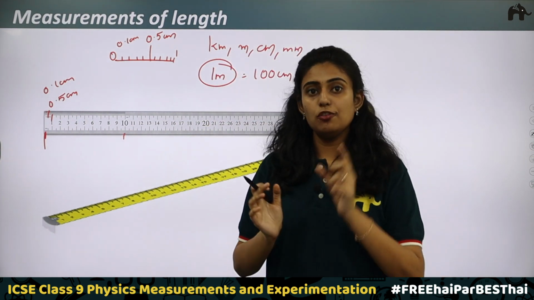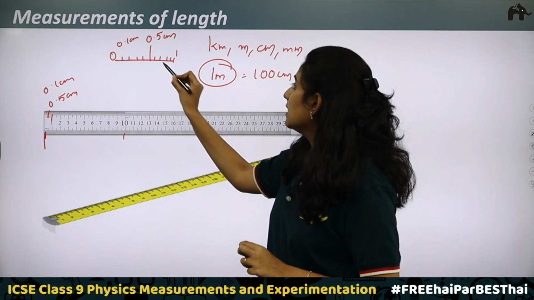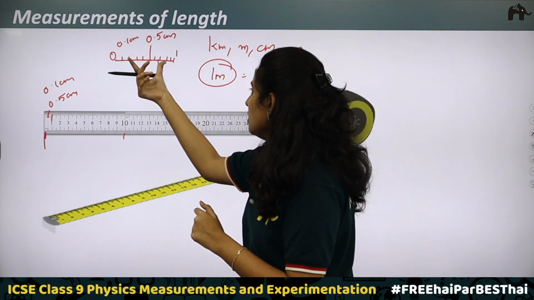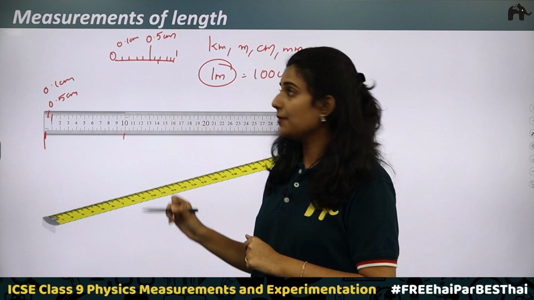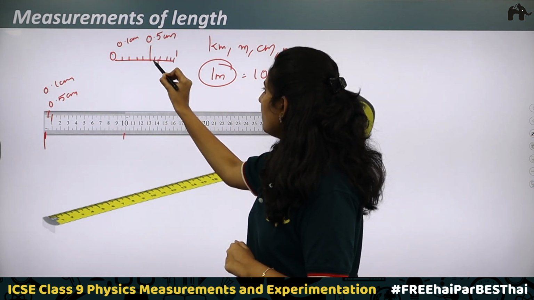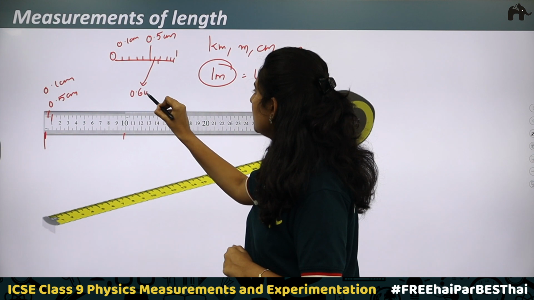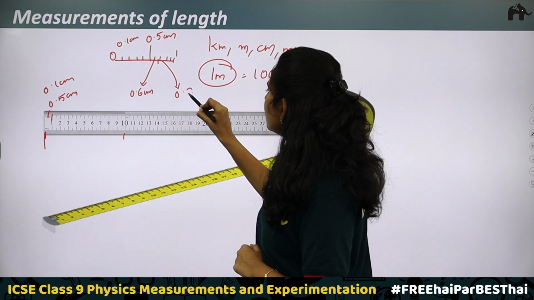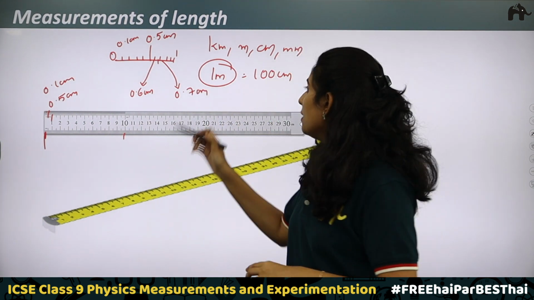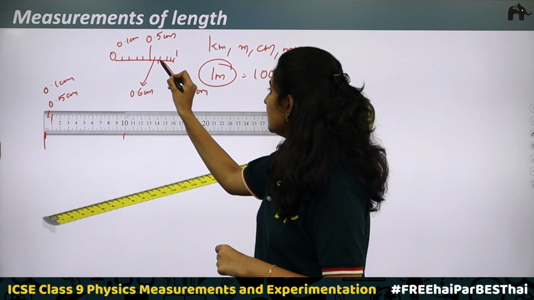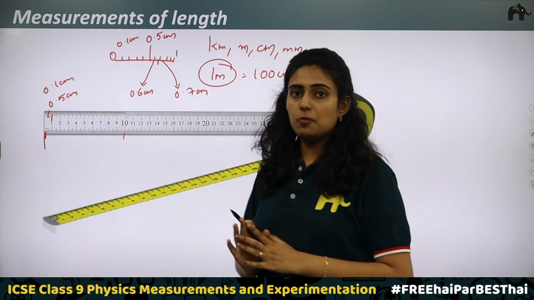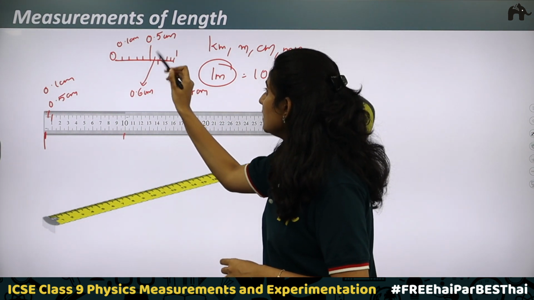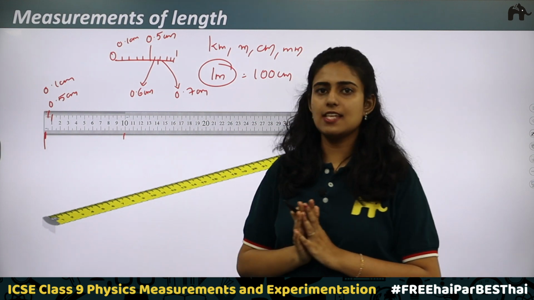Now, my question is, if you are measuring something such that the other end of the object is somewhere here. You can see that this is 0.5, then this will be 0.6 centimeter, and this will be 0.7 centimeter. But you can see the end of the object is here. That is neither at 0.6 centimeter nor at 0.7 centimeter. We can understand it lies between 0.6 centimeter and 0.7 centimeter.